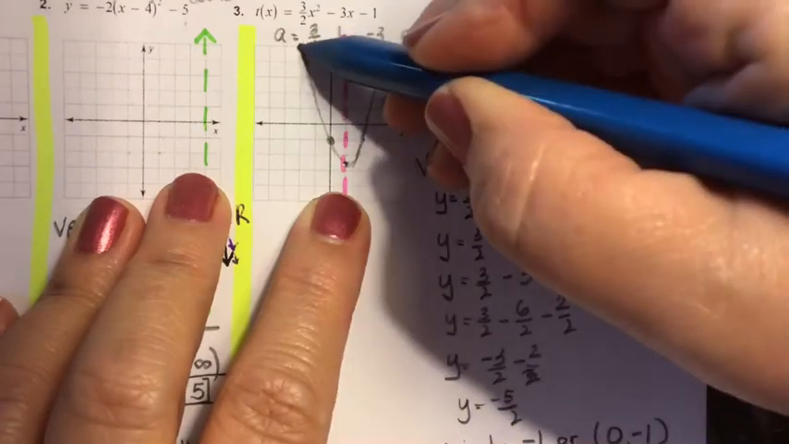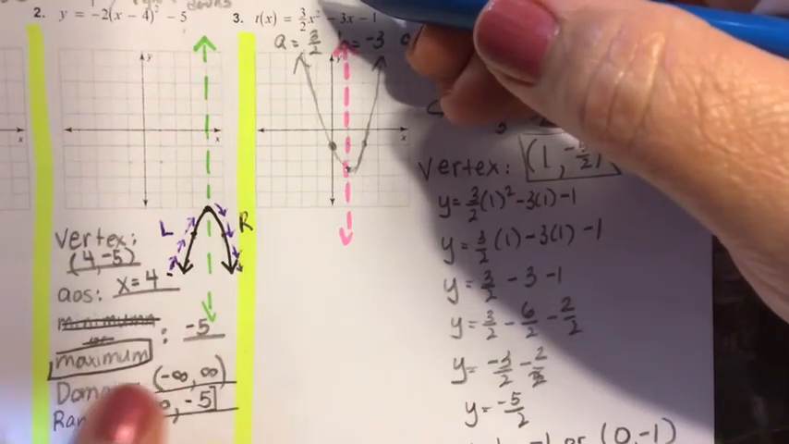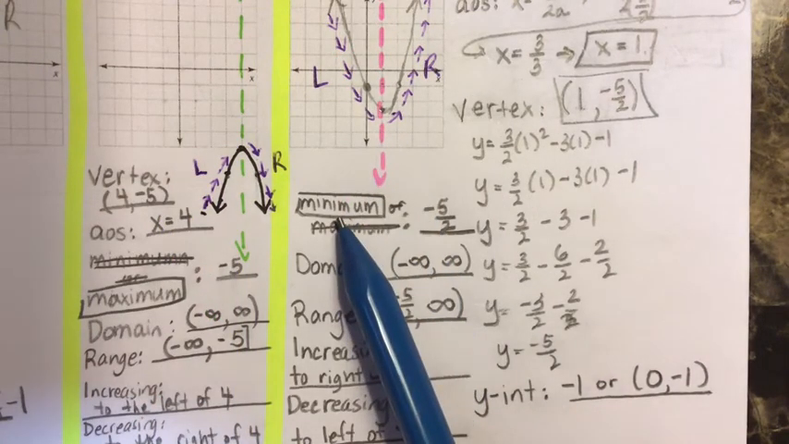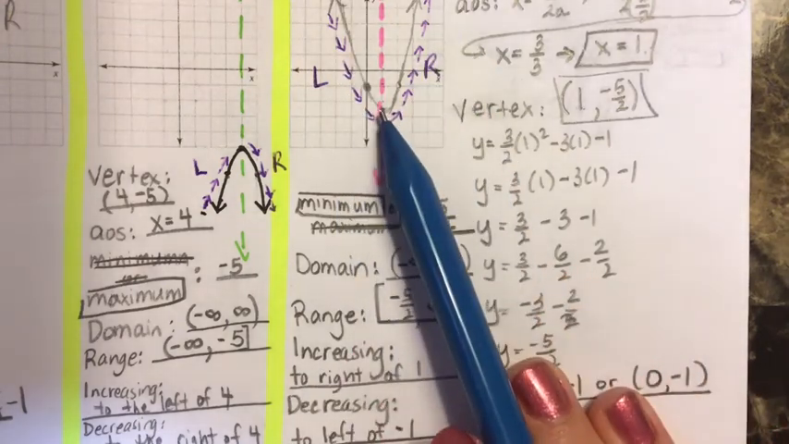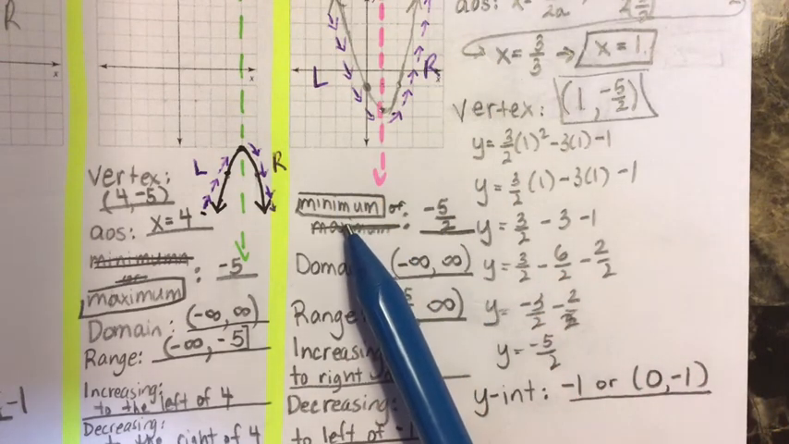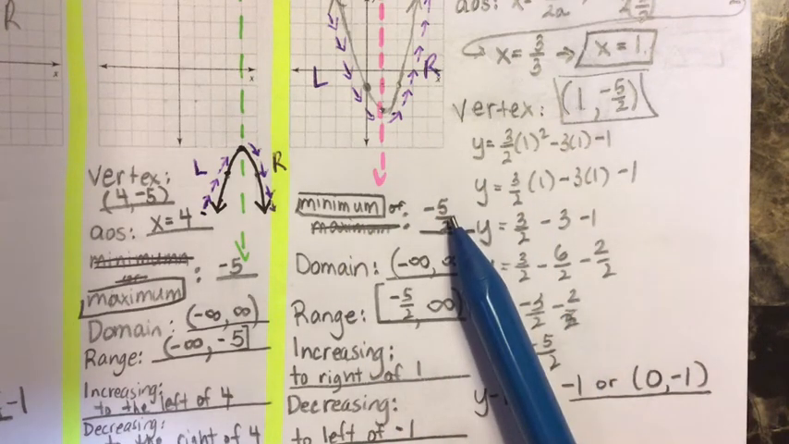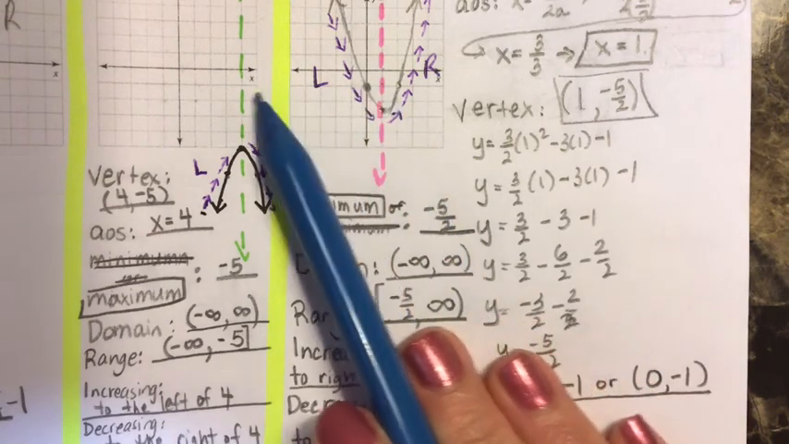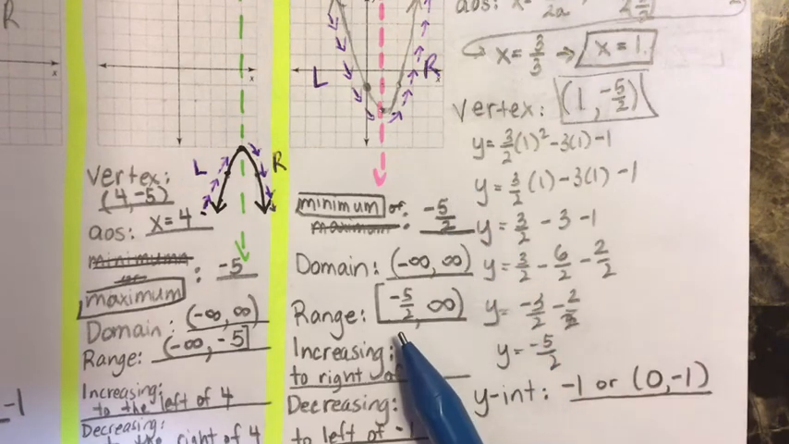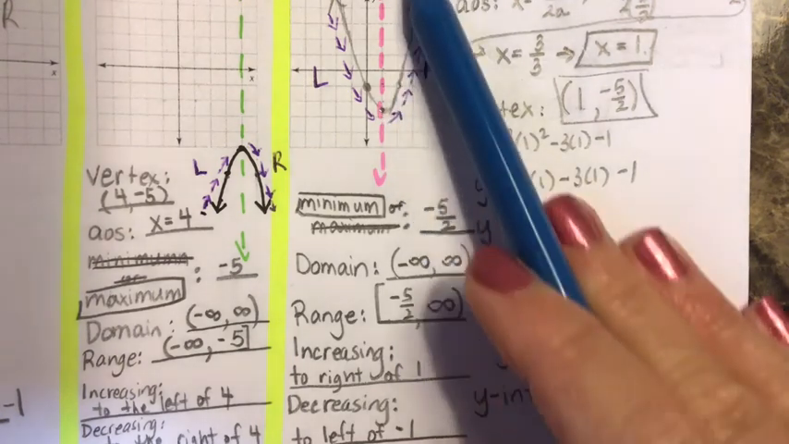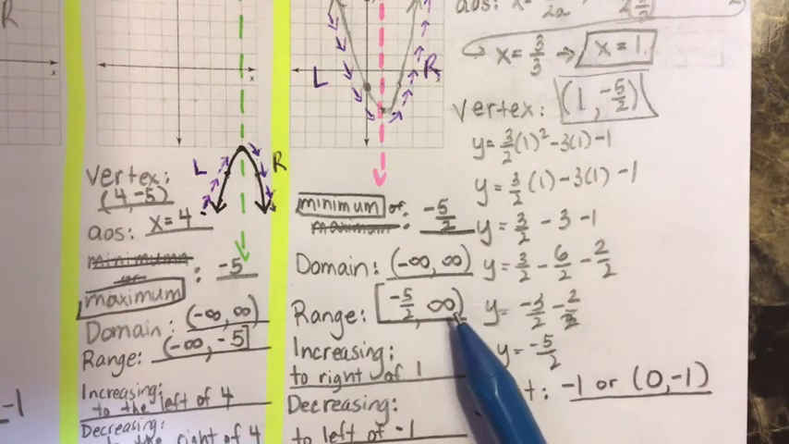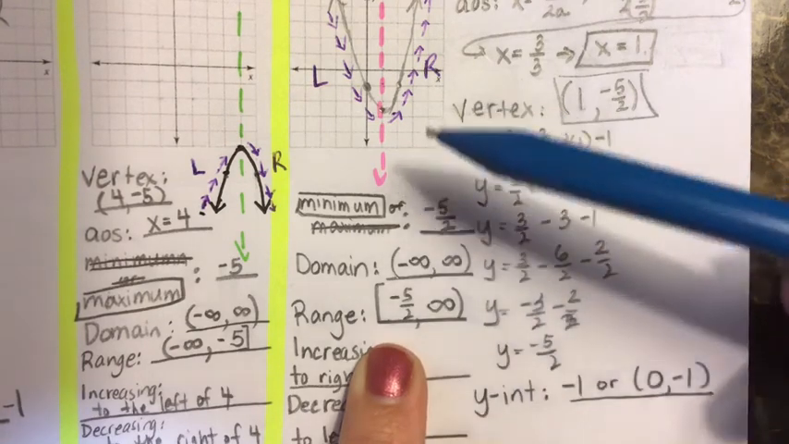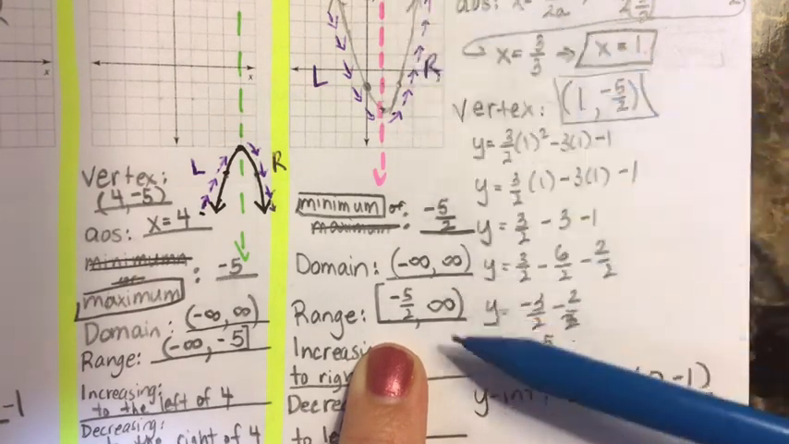I will finish by finding the remaining information that we found in question 1 and question 2. I found that this graph has a minimum value because it has a lowest point. Remember, the minimum value is always the y-coordinate of your vertex. The domain from -infinity to positive infinity is how far it opens from left to right. The range, since this graph opens up, goes to positive infinity. My y value, that's the lowest point, or where it would begin, is -5/2 to infinity.